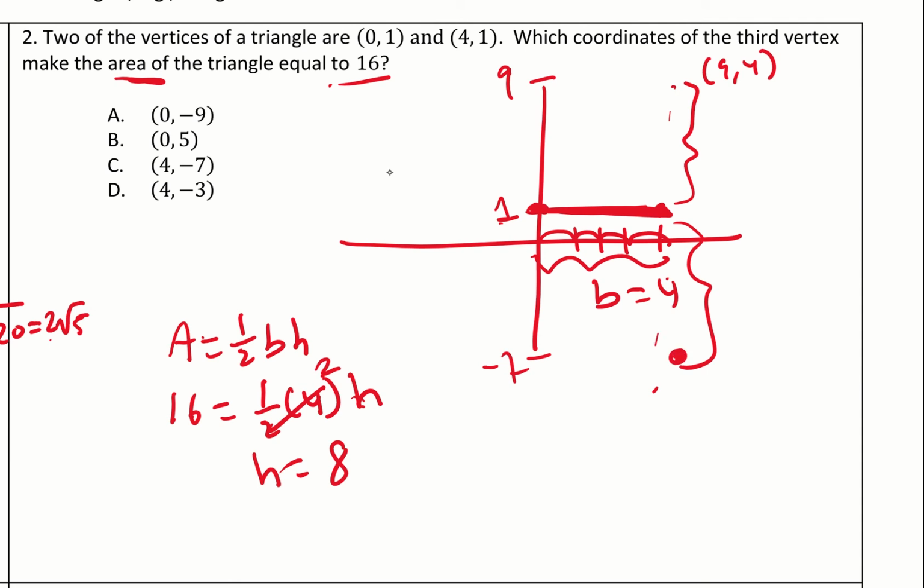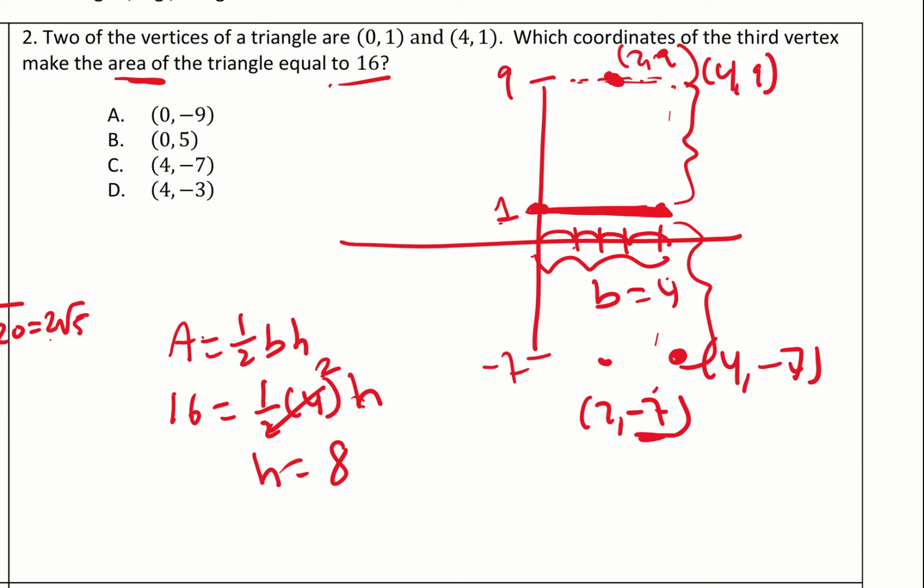Or it could be anywhere on this line here. Sorry, I said 9, 4. It's 4, 9. That's what I meant to say. And then this is going to be 4, -7. Or it could be at 2, -7, or 2, 9, right? It could be at any point as long as the y coordinate is -7 or 9. So it looks like -7. They chose to be 4, -7. So it's going to be C.